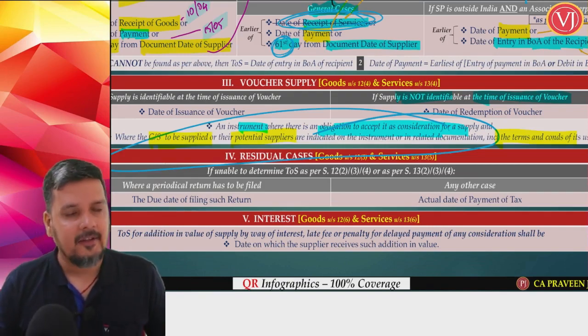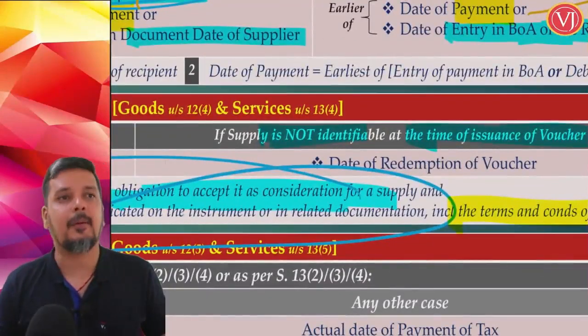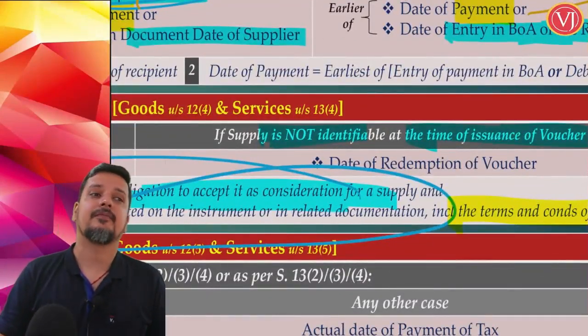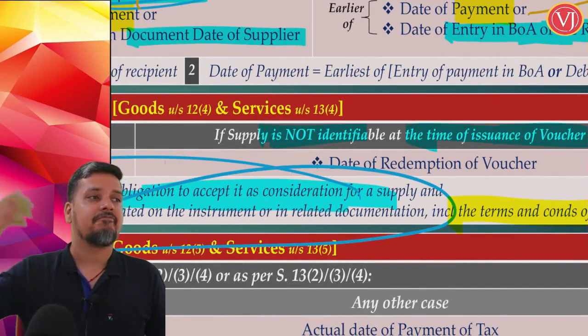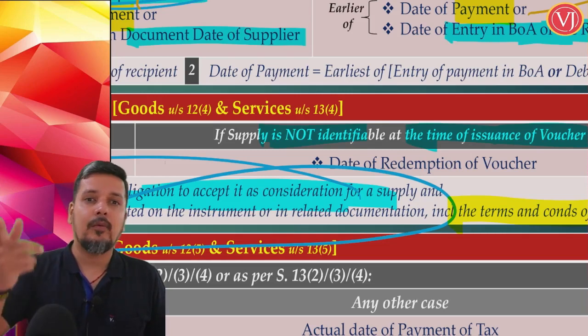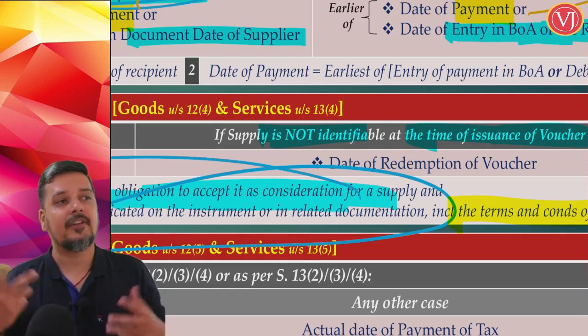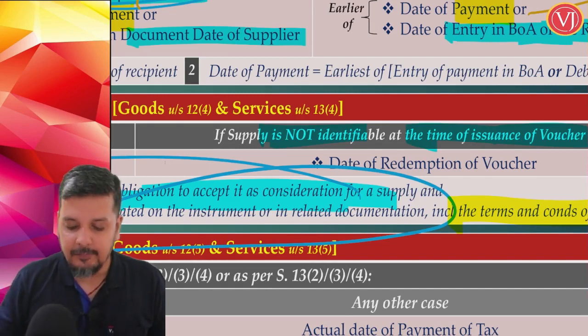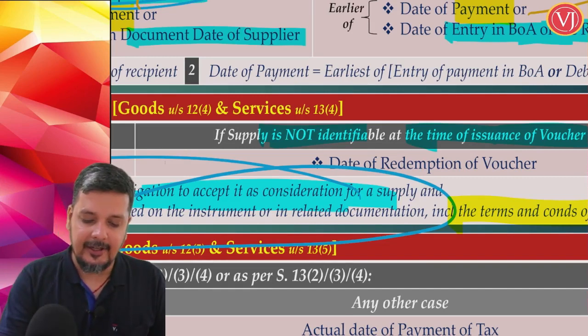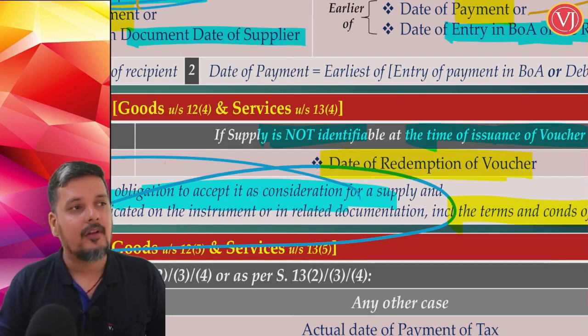Got that? Now, when you talk about Big Bazaar, the problem is supply is not identifiable in December. When vouchers are issued in December, Big Bazaar does not know which employee of Tata Limited will purchase what item. Correct? So what is the time of supply for them? To make it easier, they say the time of supply is the date of redemption of voucher.